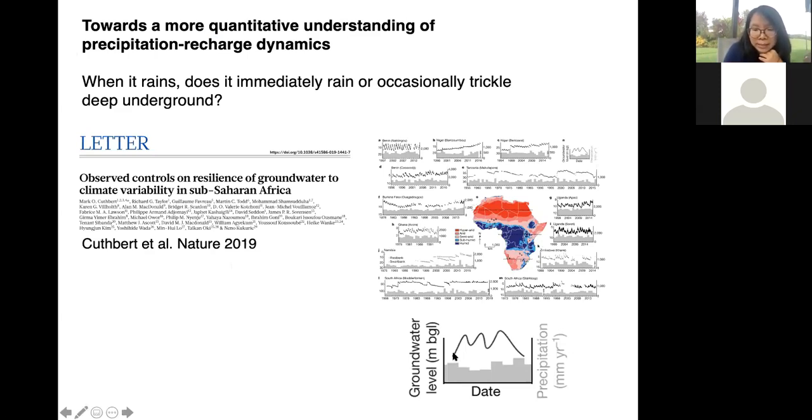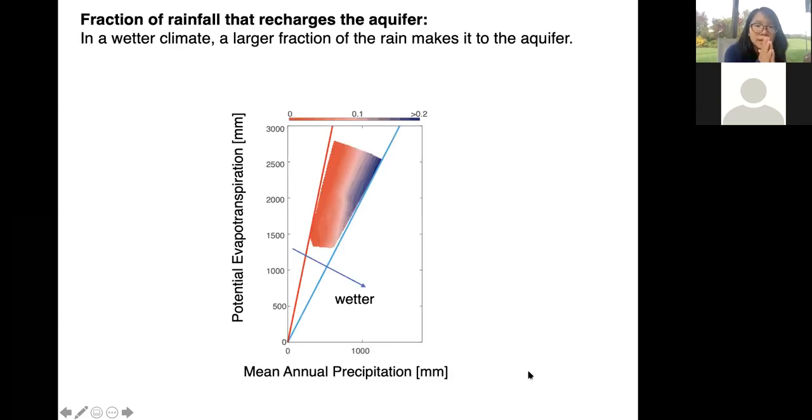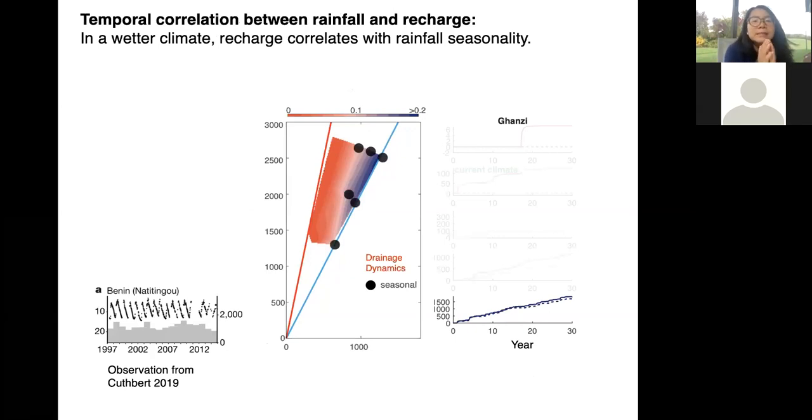What you see here are some graphs where the solid line is the groundwater level and the gray bars are precipitation records. This actually summarizes what our simulation shows: in terms of how much water actually makes it into the underground environment, in a wetter climate, a larger fraction of the water makes it into the aquifer, which is probably not surprising. But what's really fascinating is we can also say a lot about the temporal correlation between rainfall and recharge. Specifically, we see that in a wetter climate, recharge tends to correlate with rainfall seasonality.